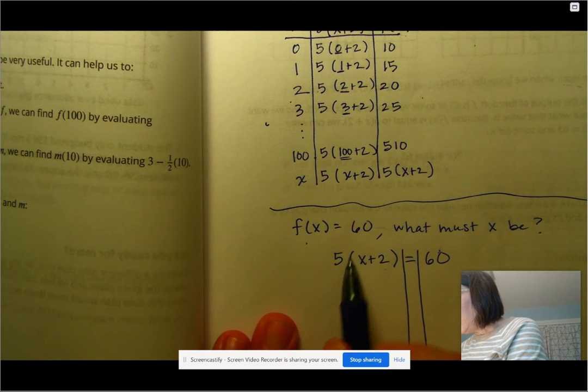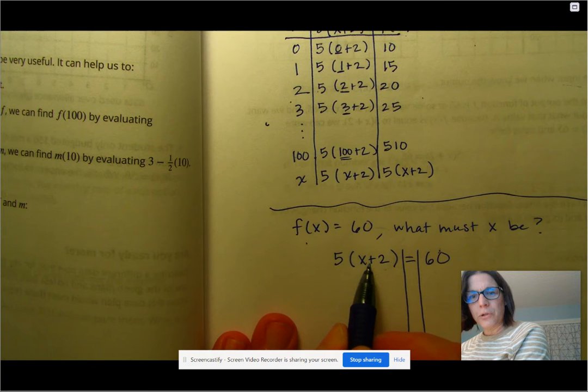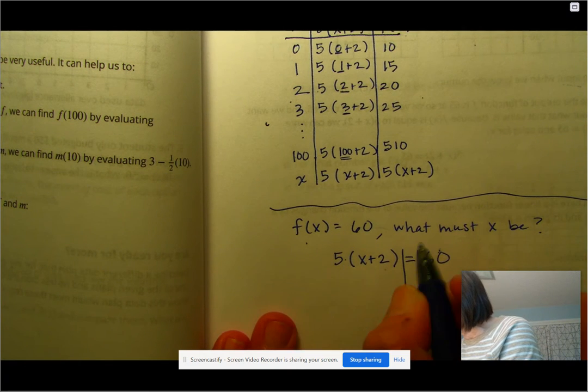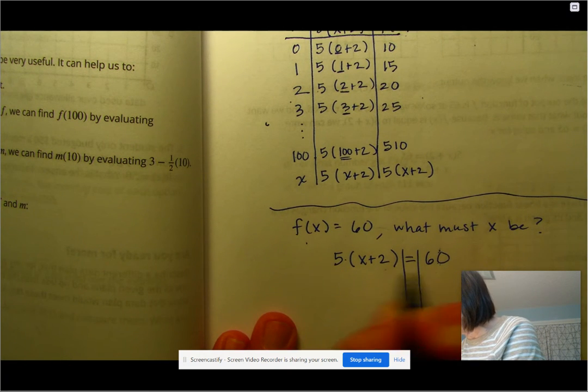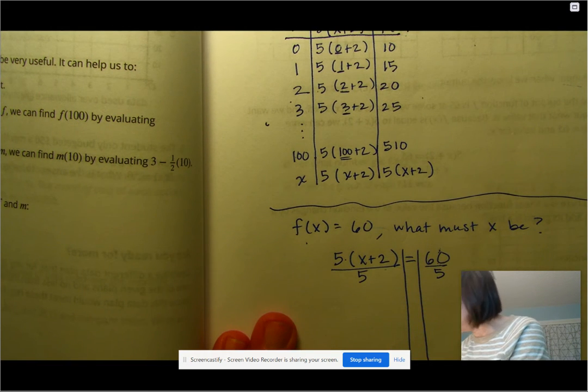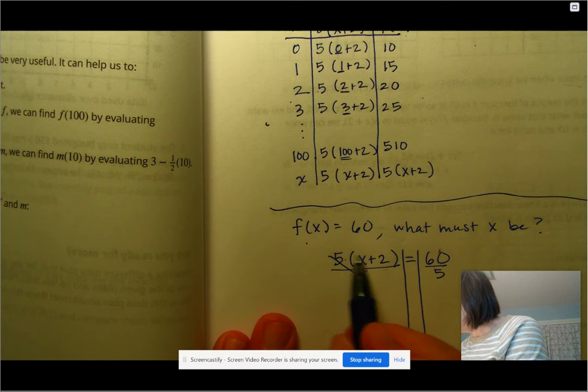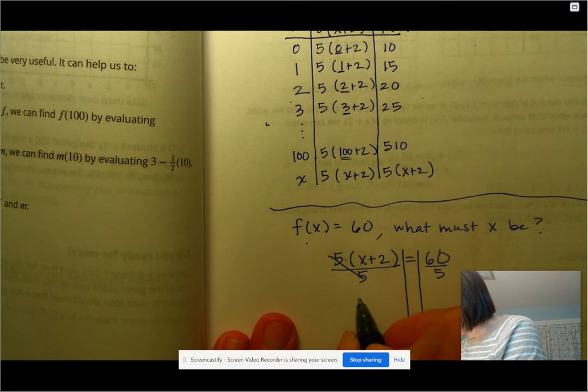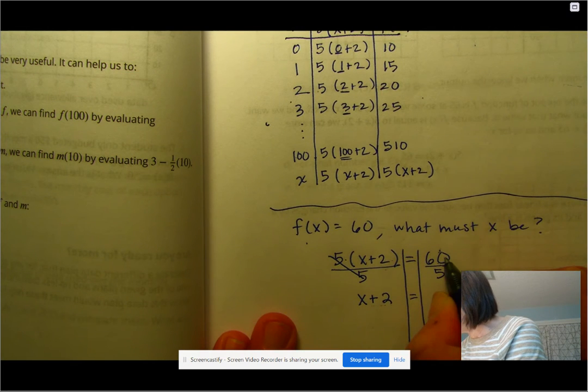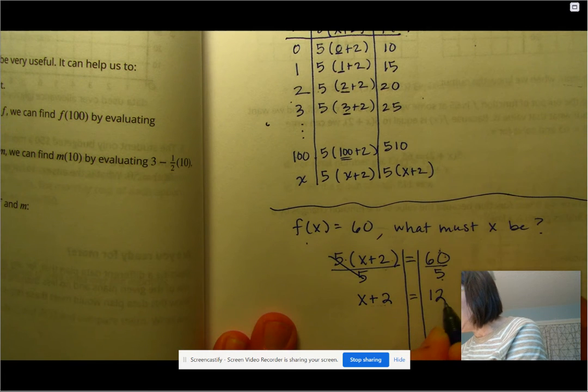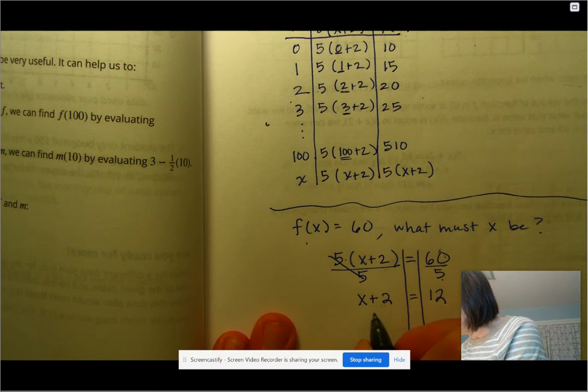Okay, so you could distribute. I know you guys love distributing, but also when the 5 is out front here, especially if it divides into this number, it's often easiest to divide by 5 to start solving for that x. So 5 times something has to equal 60. Well, this something has to be whatever this division problem is. 60 divided by 5 is 12. Now let's just solve for x by doing the opposite operation. X has to equal 10.